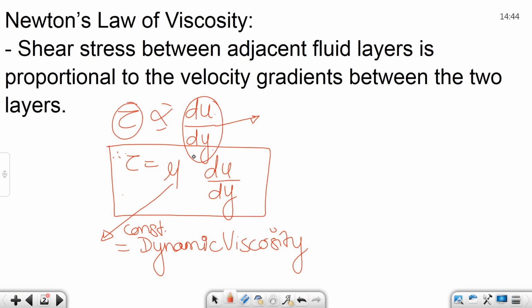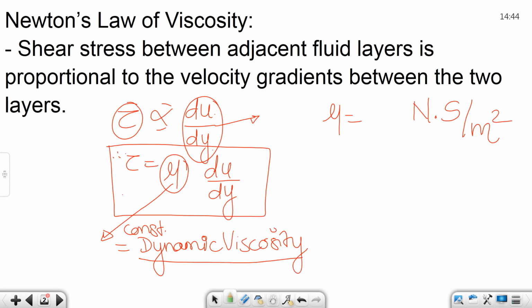Tau is the shear stress. The constant of proportionality is the new term which is important, dynamic viscosity. Now this dynamic viscosity, its units and dimensions are very important. It is in the term Newton second per meter square. How is it so? Very simple.